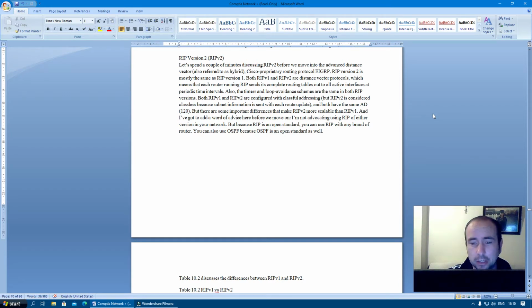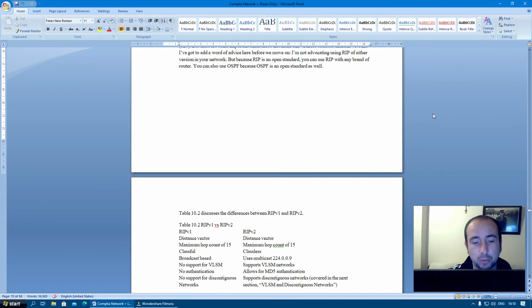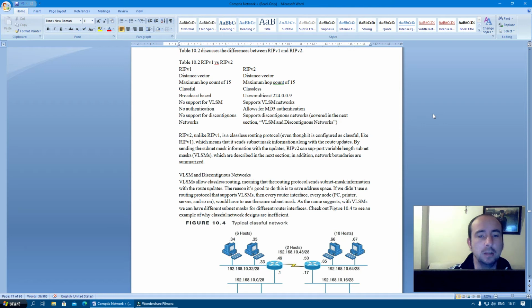I'm not advocating using RIP of either version in your network, but because RIP is an open standard, you can use RIP with any brand of router. You can also use OSPF because OSPF is open standard as well. Table 10.2 discusses the differences between RIP version 1 and RIP version 2. Table 10.2, RIP version 1 versus RIP version 2.